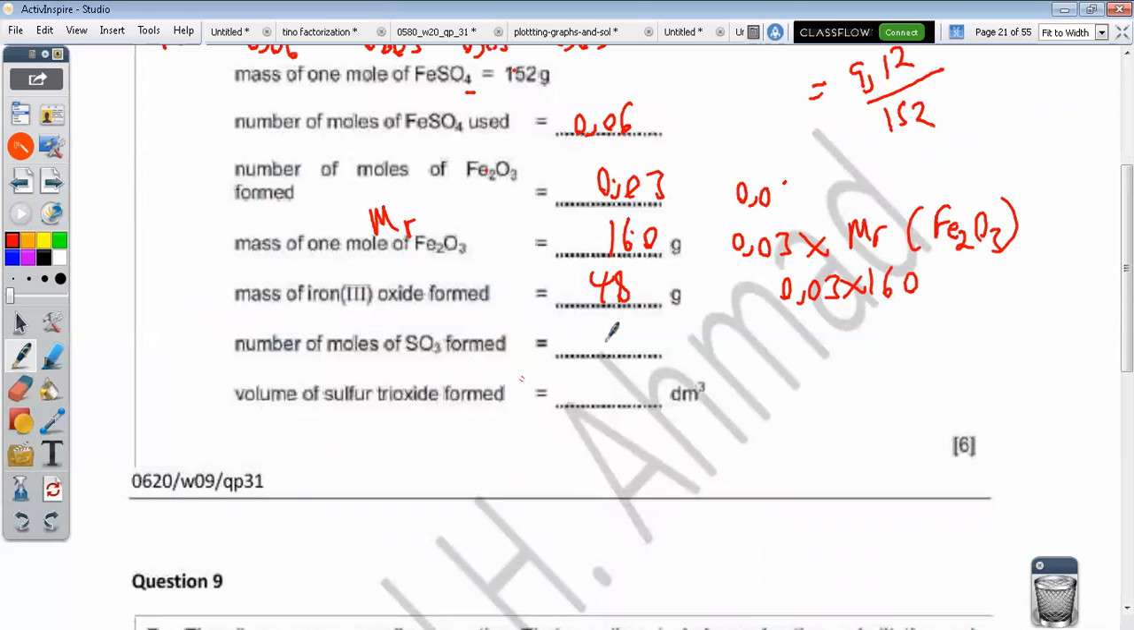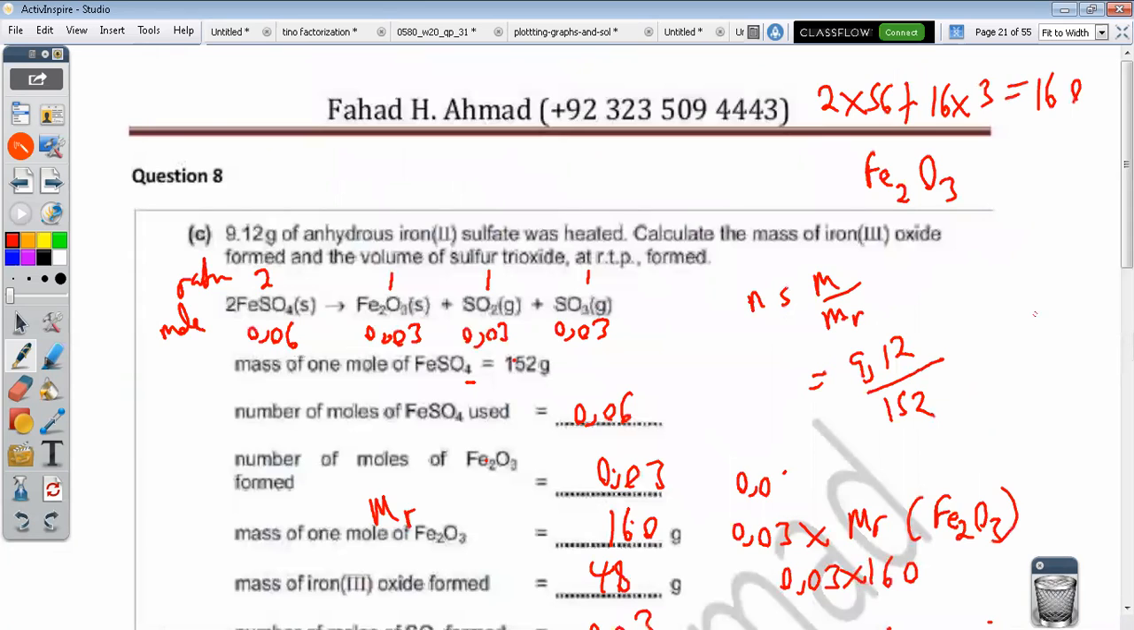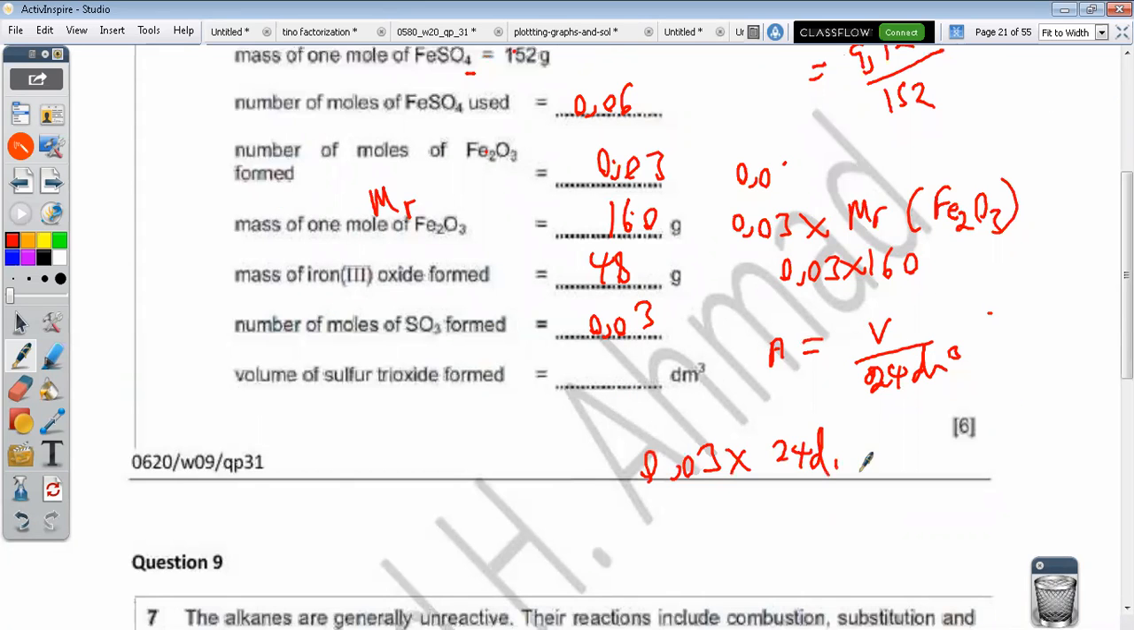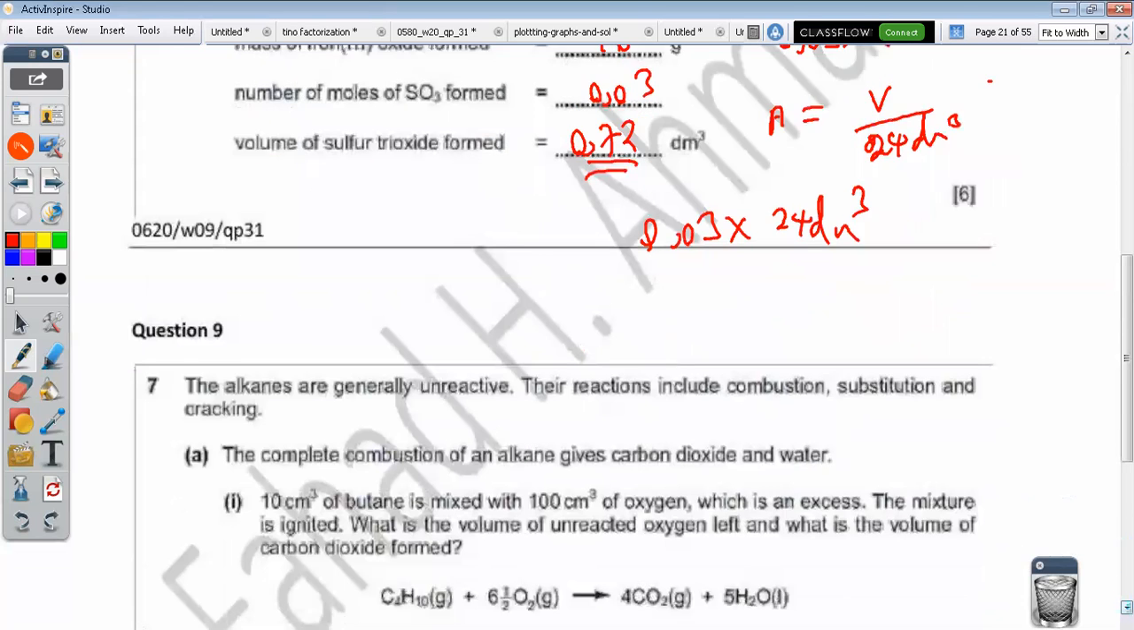Then the number of moles we said from the equation is 0.03. How do you calculate the volume there? Look at this. I told you that the number of moles is the volume divided by 24 cubic decimeters for a gas at room temperature. So the volume there is the number of moles times 24 cubic decimeters, which is 0.03 times 24 cubic decimeters. One mole will contain 24 cubic decimeters, so 0.03 will have less than 24 cubic decimeters. So you get 0.72 cubic decimeters. Making sense? Is that making sense now, this topic?